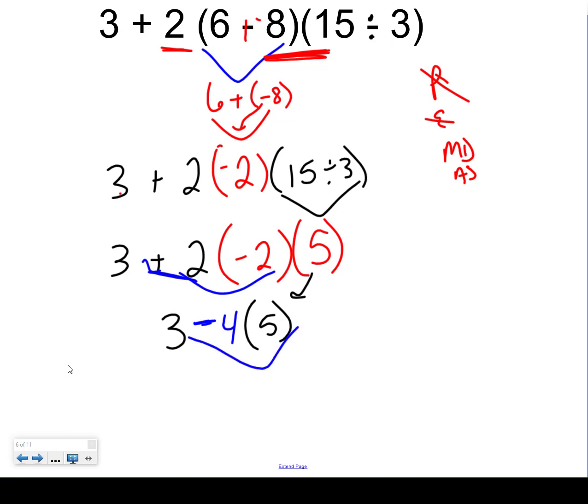And so a -4 times 5, 4 times 5 is 20. Signs are different, the answer is always negative, and so that's where that negative comes from. I have not used my 3 yet, so it comes down. And so now I have a subtraction sign problem, and I need to change it to addition and change the sign of the number that follows. So the problem I have is 3 plus a -20.